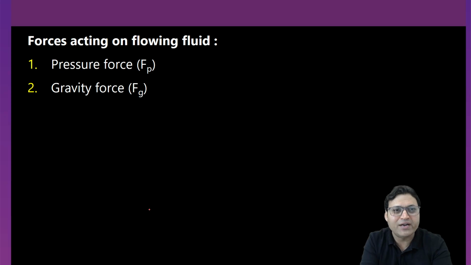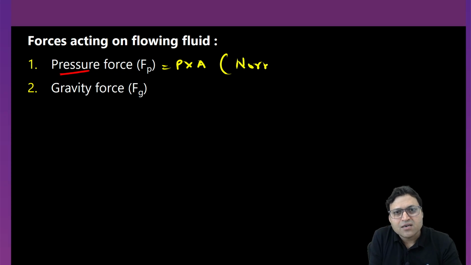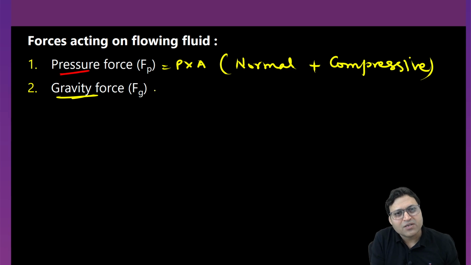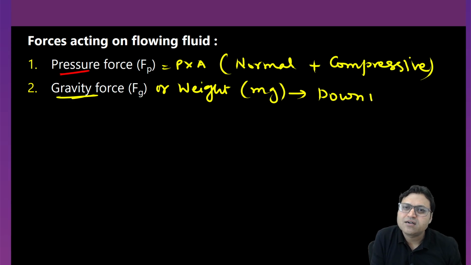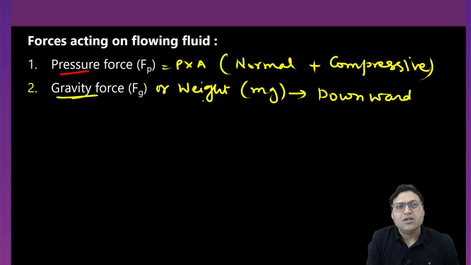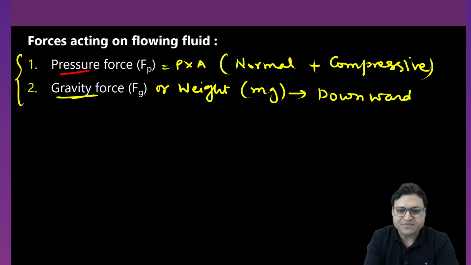The major forces acting on the flowing fluid are: one is the pressure force, which is pressure into area, and it is acting normal and compressive. The other force is the gravity force, which is also called the weight of the fluid, that is mg, which is always acting in the downward direction. So we are going to talk about these two forces on the flowing fluid.